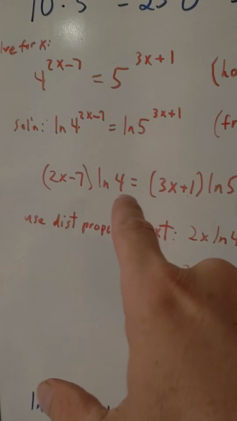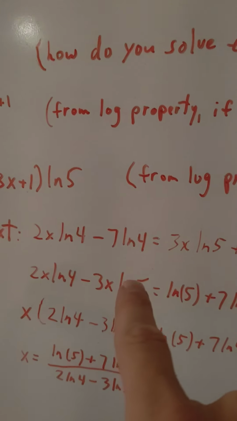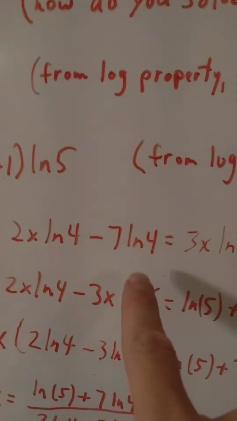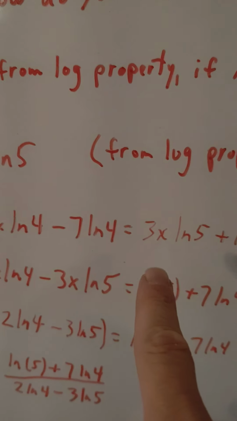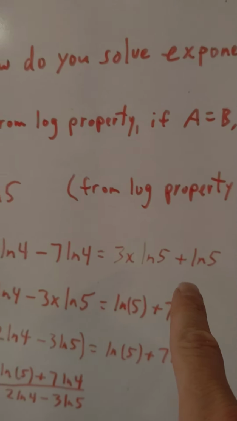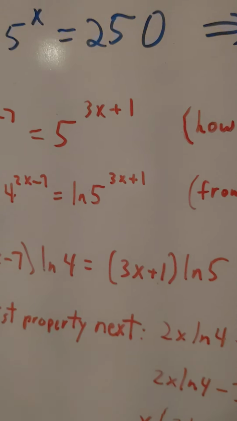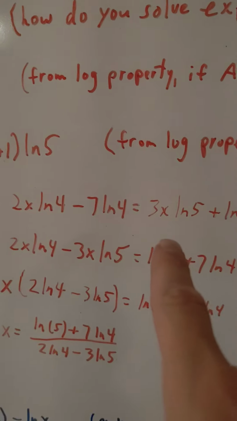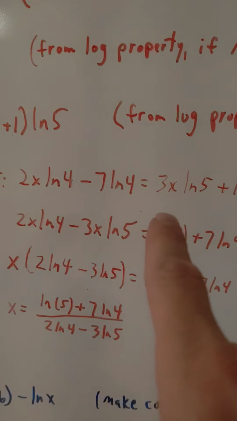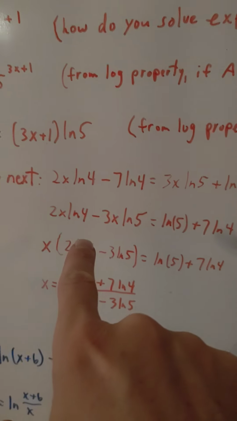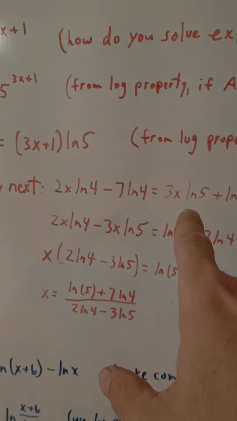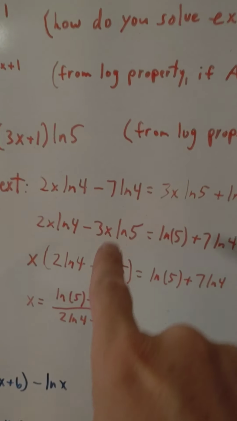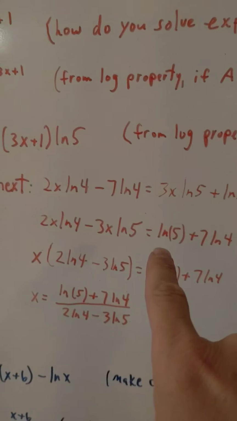2x times ln of 4, and then minus 7 times ln of 4. And then set that equal to, and again, use the distributive property on the right-hand side. And we get that. Now what we want to do is bring the x terms together because we want to solve for x. So that's what I did here. I brought the x terms together. I subtracted this from both sides, and I added that to both sides. So it gives me this.